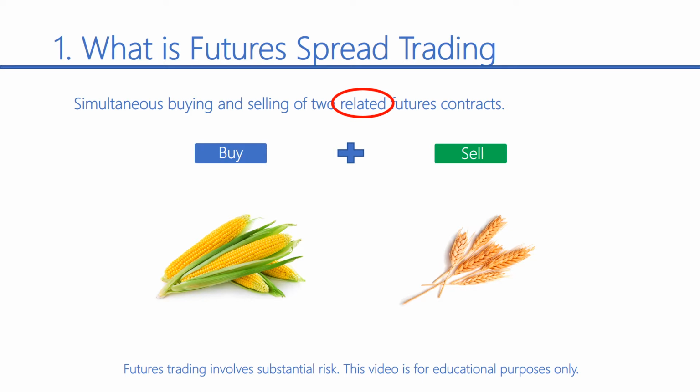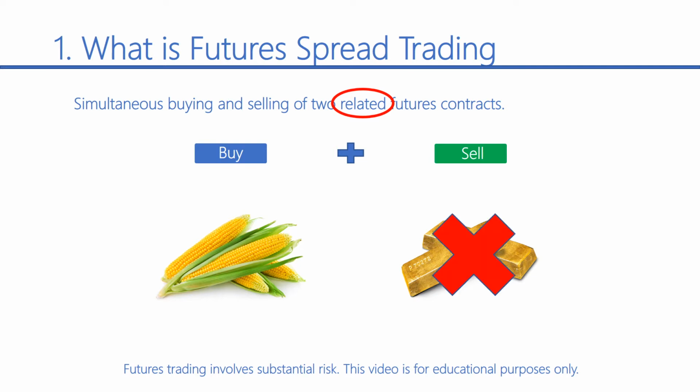What if you bought corn and sold, for example, gold futures? The price relationship between the 2 legs is too distant to behave like a spread trade. Want a simple way to determine how closely related 2 futures contracts are expected to be? We'll show you when we get to point 5.